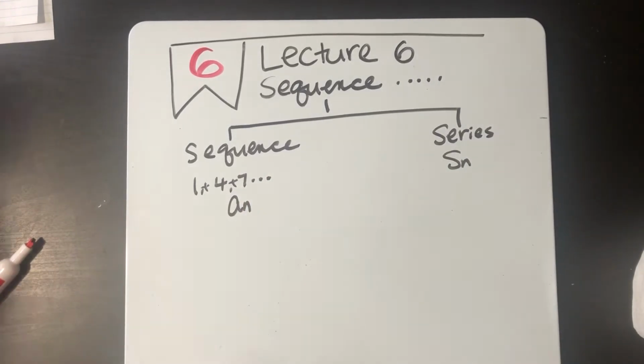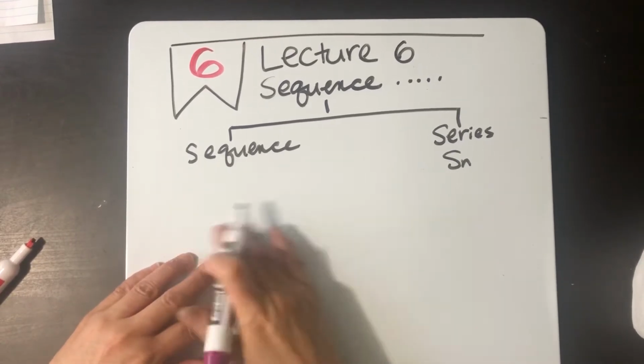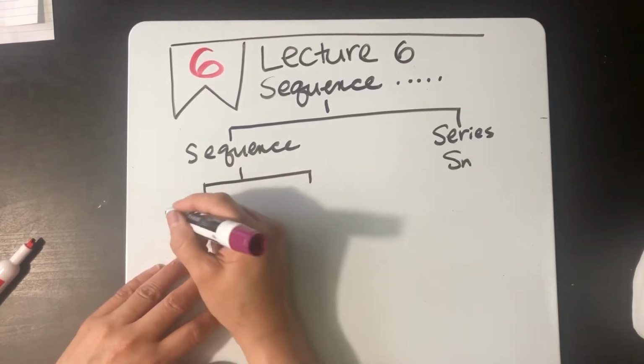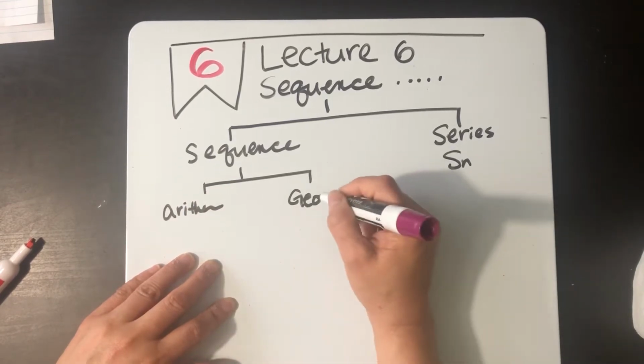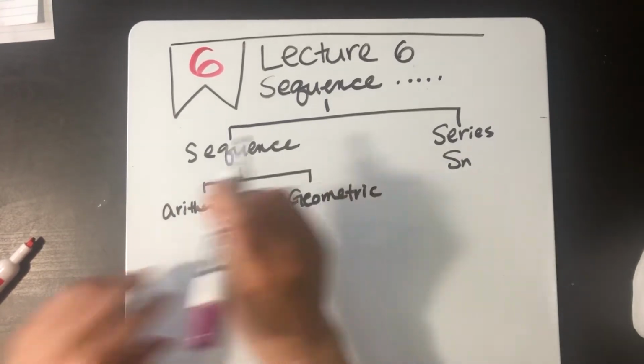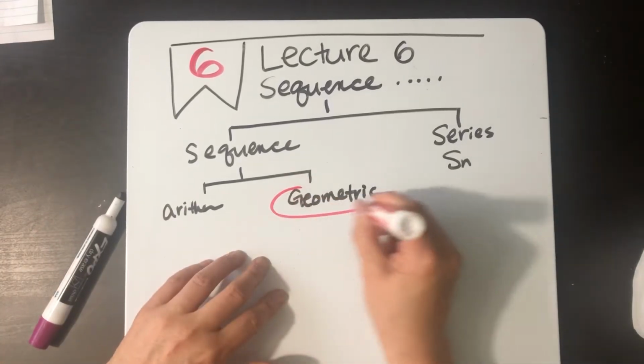And the sequence has two kinds. One, which we learned, is called arithmetic. The other one is called geometric. And today we're learning the geometric one.